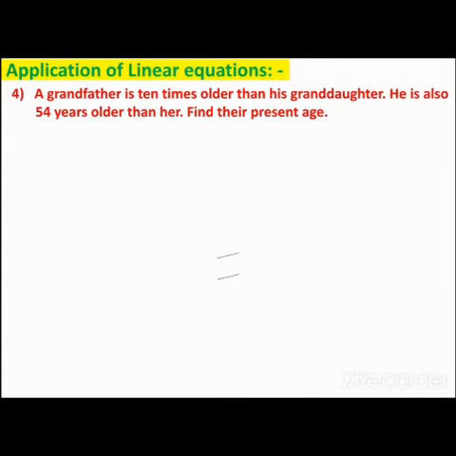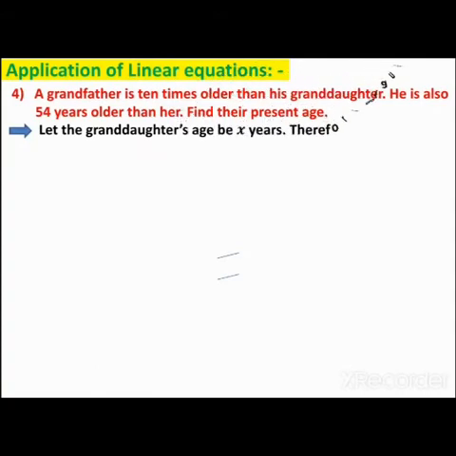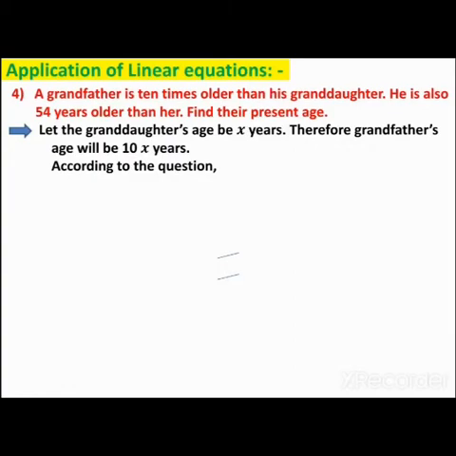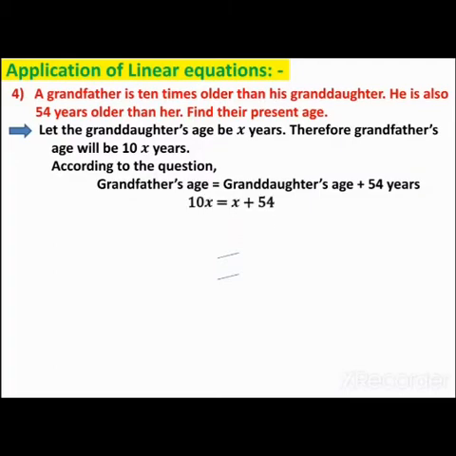Next, question number 4. A grandfather is 10 times older than his granddaughter. He is also 54 years older than her. Find their present ages. Let us first write the statement. Let the granddaughter's age be x years. Therefore, grandfather's age will be 10x years. According to the question, grandfather's age equals granddaughter's age plus 54 years. Grandfather's age is 10x, granddaughter's age is x. So, 10x = x + 54.